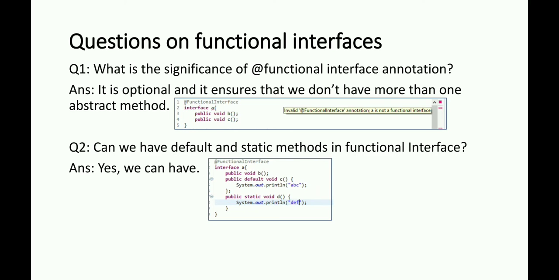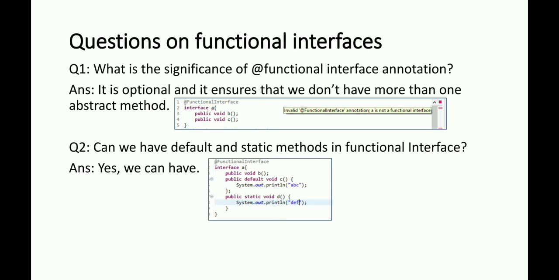Questions on functional interfaces. These are the basic questions which are frequently asked in interviews on functional interfaces. Question 1, what is the significance of the @FunctionalInterface annotation? Answer is, it is optional and it ensures that we don't have more than one abstract method. If we have more than one abstract method and we have this annotation, we get an error.